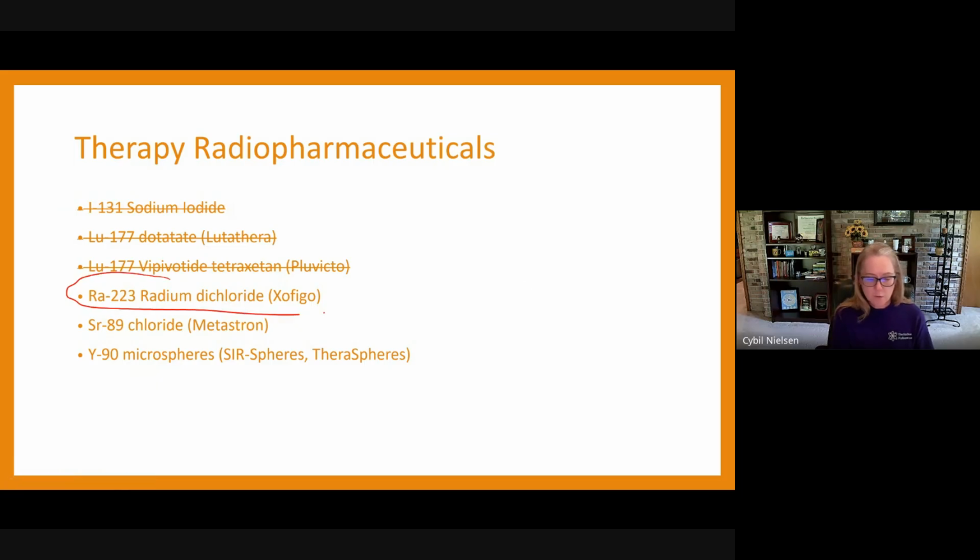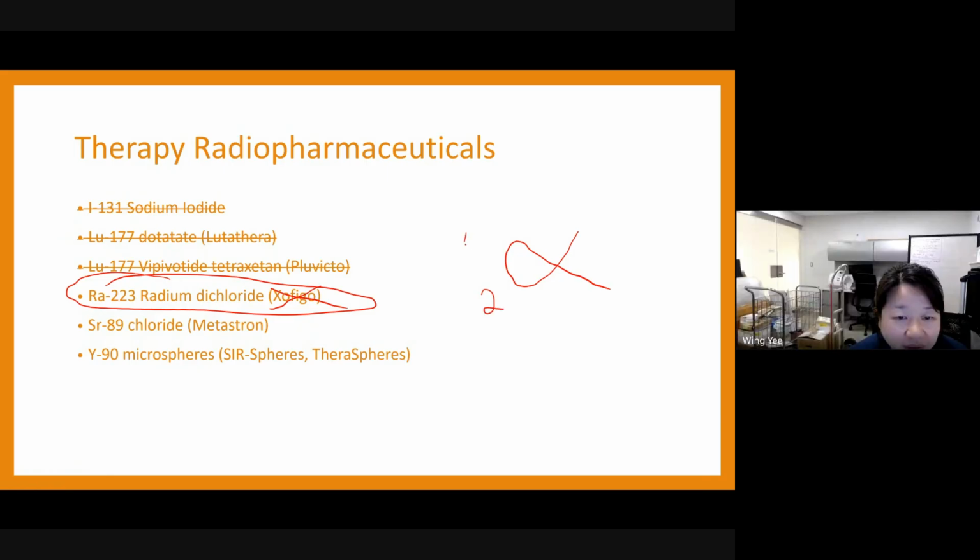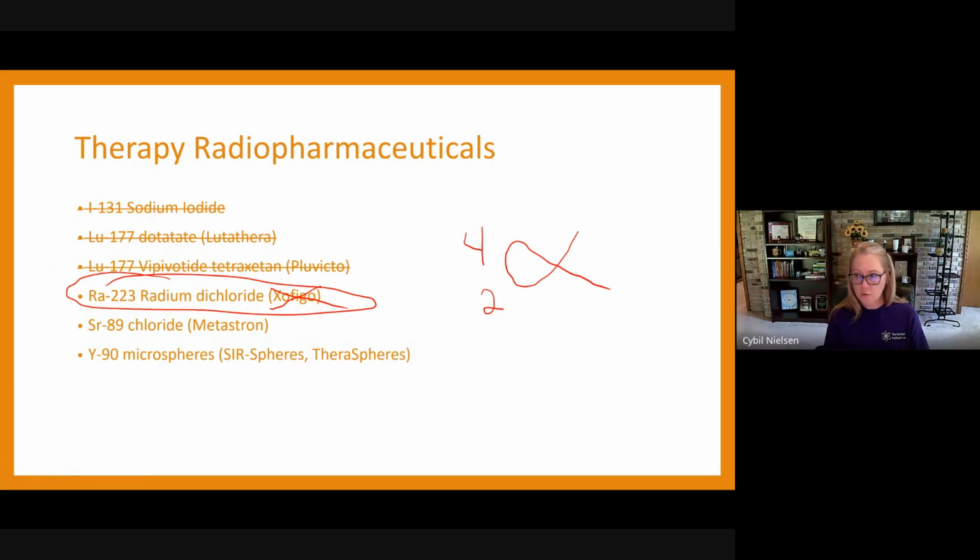All right, radium-223 dichloride. It's not going to say Xofigo. This is our only alpha emitter. What's an alpha particle? Two protons and 2 neutrons. So it's a very big particle. It doesn't go very far. So if we can localize it where the cancer is, it can do a lot of damage.